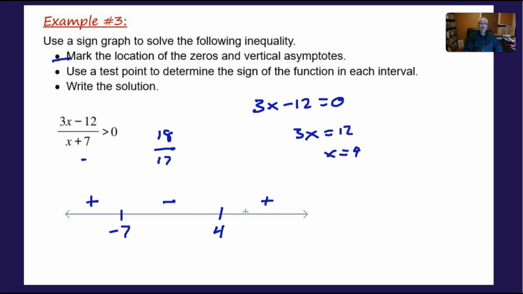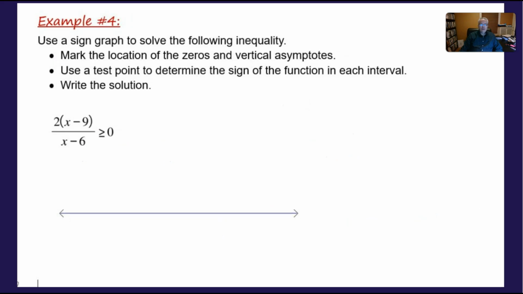So now I know where the function is positive and negative. We can write the answer. We want to know where it was greater than 0. So it is greater than 0 from negative infinity to negative 7, and from 4 to infinity. Okay, we did it without decimals. All right, one more example like this.